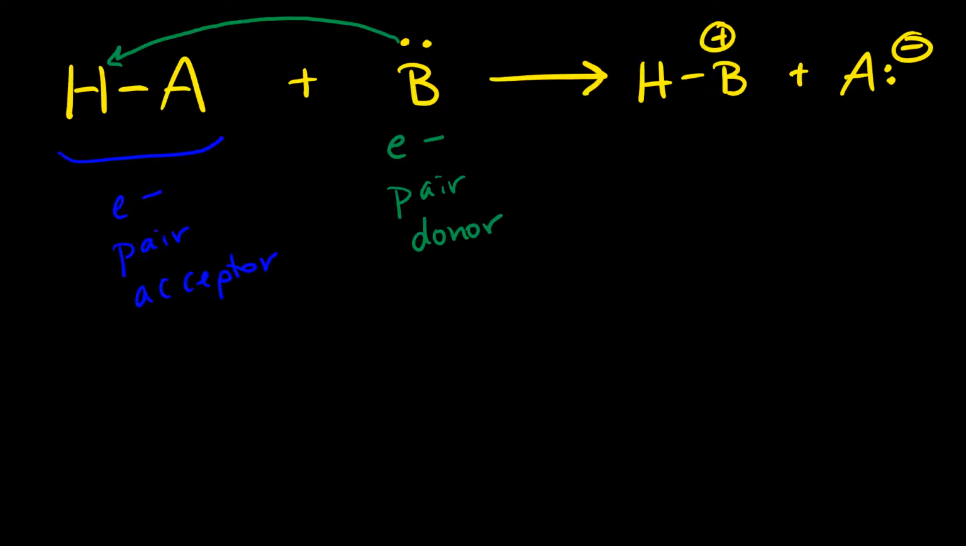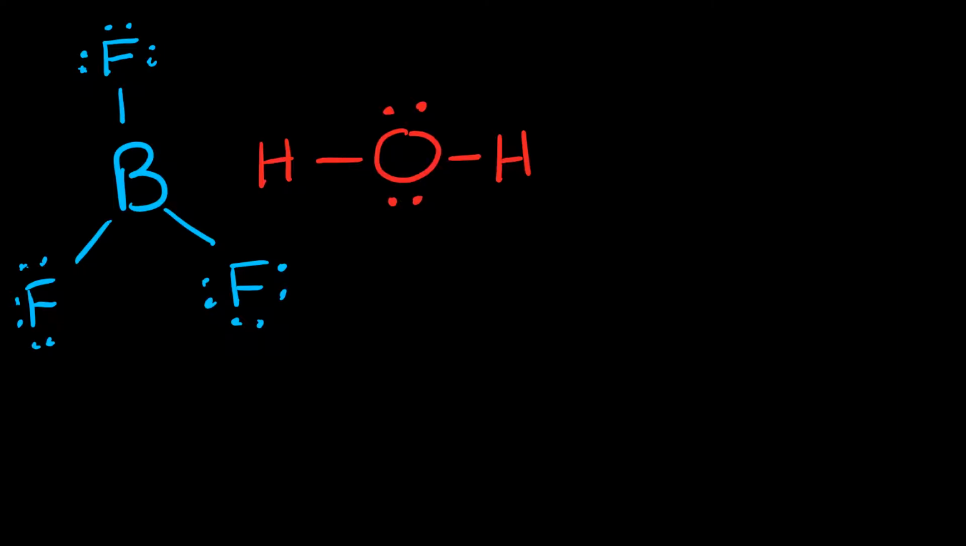And as far as we're concerned, any species that accepts a pair of electrons is going to be an acid. So acids accept electrons. And any species that donates a pair of electrons is going to be a base. And so bases are electron pair donors. So this definition of acid and base allows us to look at acid-base reactions that don't involve a proton transfer.